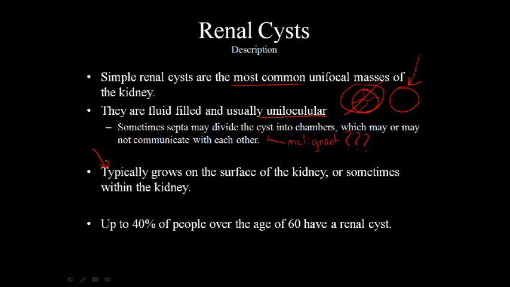So typically going to be surface related. And up to 40% of people over 60 years of age may actually have a renal cyst. So that's quite a large bit of the population. And so you may see a lot of patients that actually have this, or you may not see anyone that has it. Just kind of where your clinicals are and where you are as a tech.